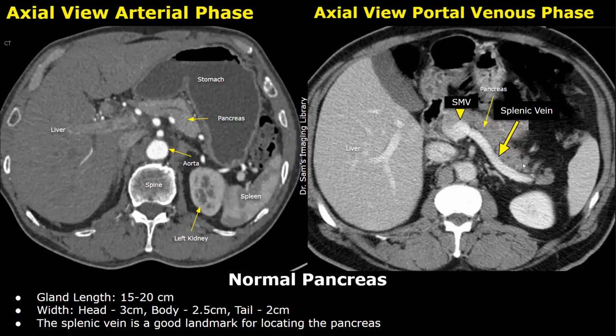The pancreas tends to decrease in size with advancing age. This reduction in size is part of the normal aging process. On imaging studies like CT scans or MRIs, an older person's pancreas might appear smaller.